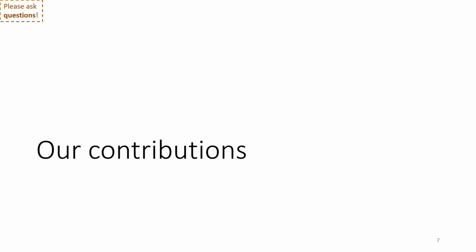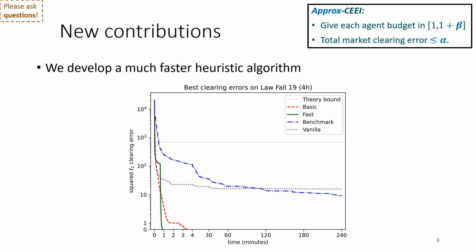Now I'm going to introduce our contributions in this work. First of all, we developed a much faster heuristic algorithm, and it is extensively tested on empirical datasets provided by Cognos. This is a comparison of running time and clearing error between different versions of our algorithm and the previous heuristic algorithm used by Cognos, namely the benchmark. There are about 500 students and 125 classes in this specific instance, which doesn't sound terrible, but it is considered to be huge for their previous algorithm.